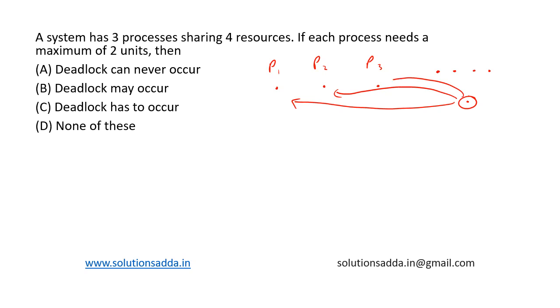Then what happens here is that we are satisfying the maximum requirement for any process at a given time. So that process will complete its execution. Then 2 resources will be free. Now we can freely allocate the 2 available resources to the other processes so that they can complete their execution. So as a result, deadlock can never occur in this case. So option A, deadlock can never occur, is the correct answer here.